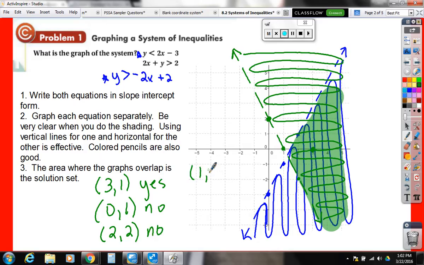How about 1, -3? Is that a solution? No, it's not. Okay, last one, 4, 2. Is that a solution? Yes, 4, 2 would be right in here. So yes, that would be a solution.